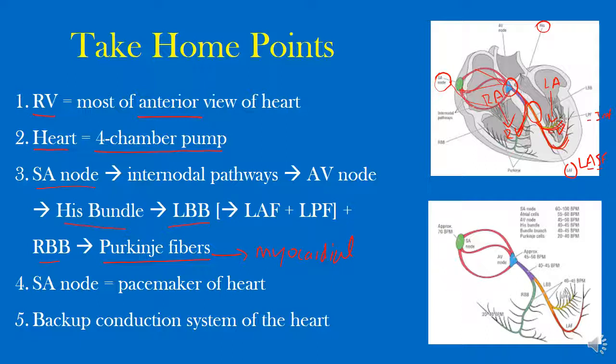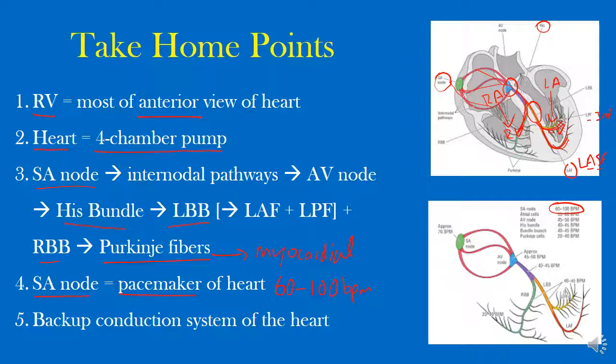As we just mentioned, the SA node was considered the pacemaker of the heart. And we said that it normally fires between 60 and 100 beats per minute. Remember here, this image over here. It is the fastest pacing activity and normally sets the pace for the cells that follow it.